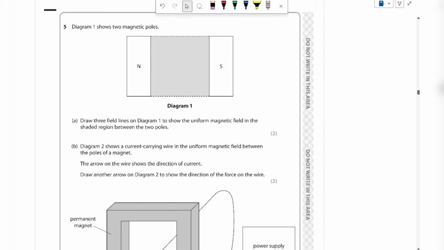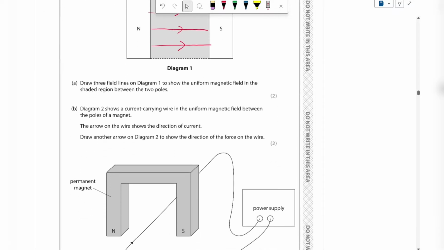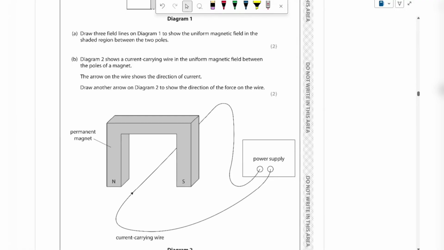Okay, we've got a north pole and a south pole. There's going to be a uniform magnetic field in here. Do these with your ruler in the exam. They should be equally spaced. They should be from north to south. Okay, here we go.